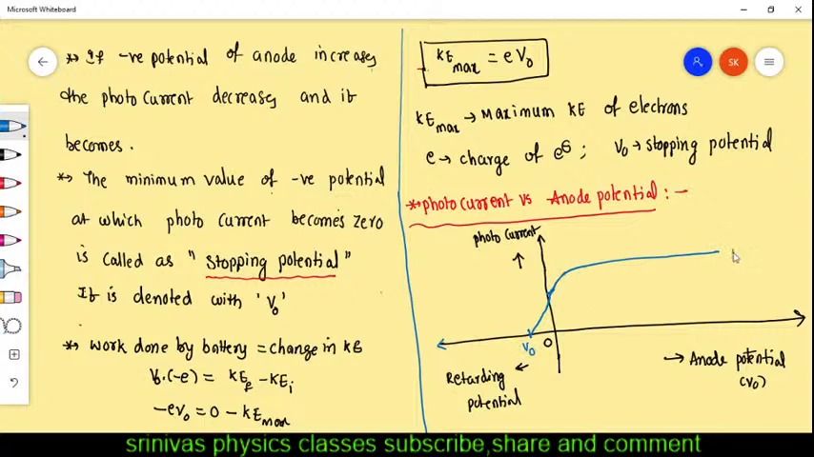This is at intensity I1. The maximum current is the saturation current, I1 max. Now I am taking some other intensity which is greater than this. At I2 intensity, if you draw the graph, you will get it like this.